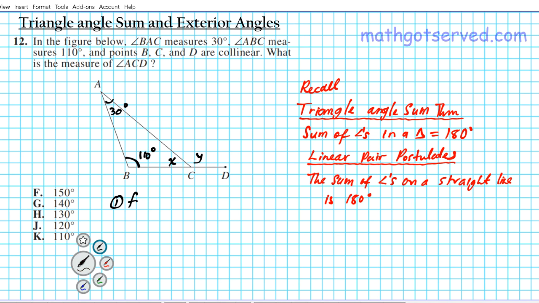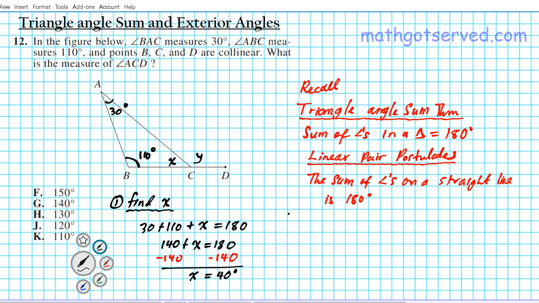All right, so we're going to use the triangle angle sum theorem to find X first. Part one, we want to find X, and then we'll use that answer to find Y. Using the triangle angle sum theorem, we know that 30 plus 110 plus X is the sum of angles in the triangle, which is 180. If we add 30 plus 110, that gives us 140 plus X equals 180. Then we subtract 140 from both sides, so angle X is equal to 40 degrees.